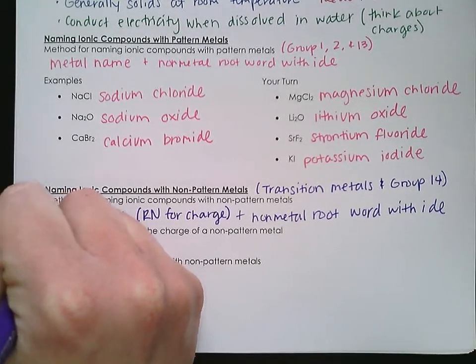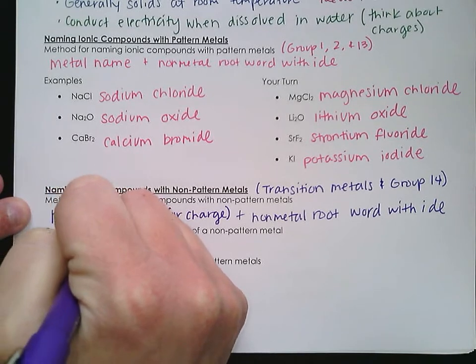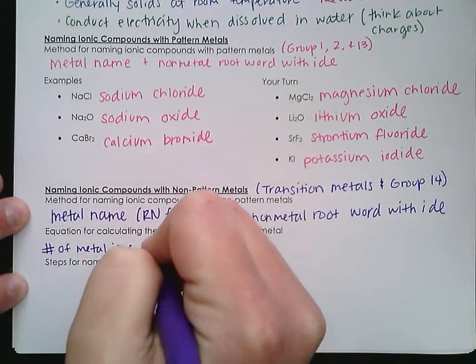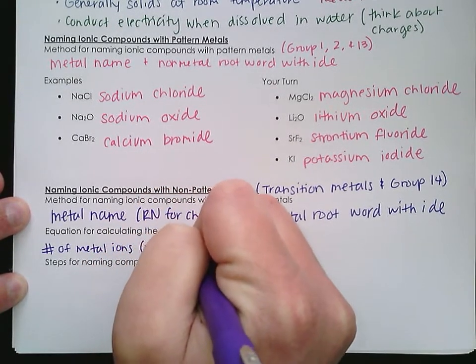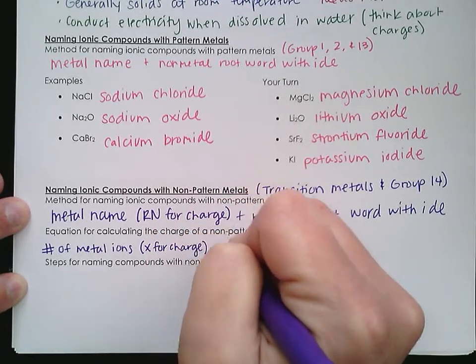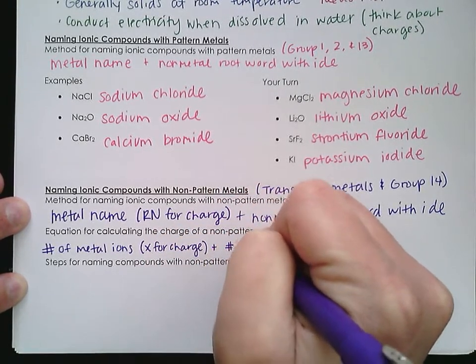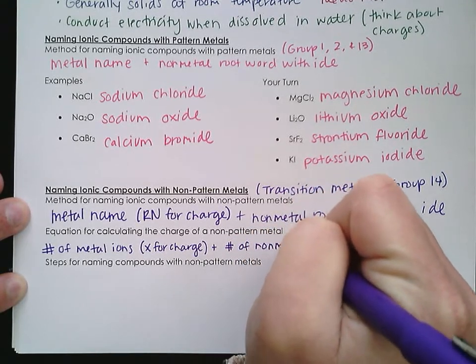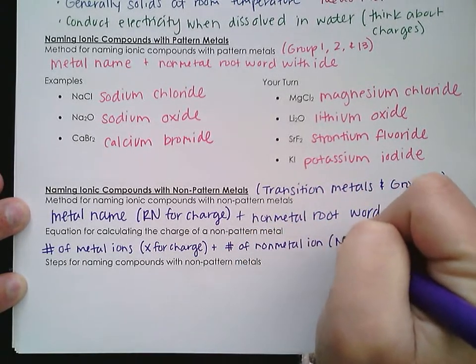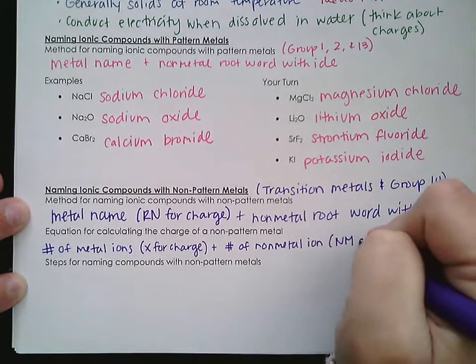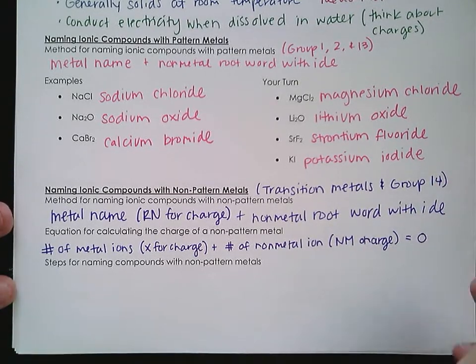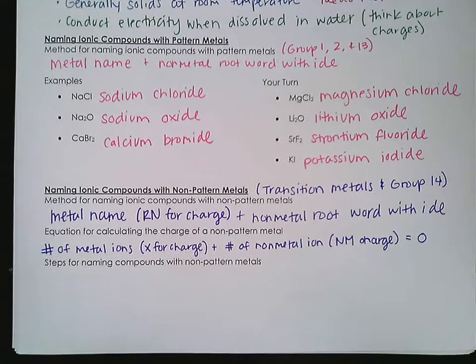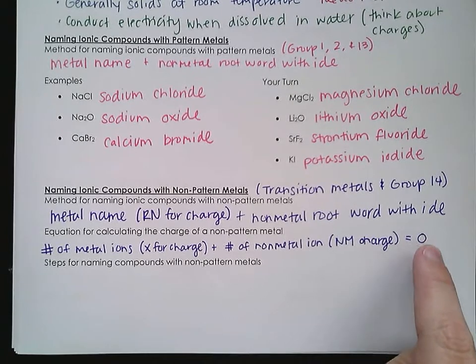We have our number of metal ions. And then we're going to put an X for our charge. Plus our number of nonmetal ions. Then we're going to put our nonmetal, I put NM for nonmetal, charge. And then we're going to set that equal to 0. For right now, we're only working with neutral compounds, so we are going to make those charges equal out. So that's why we're able to put that 0 there.